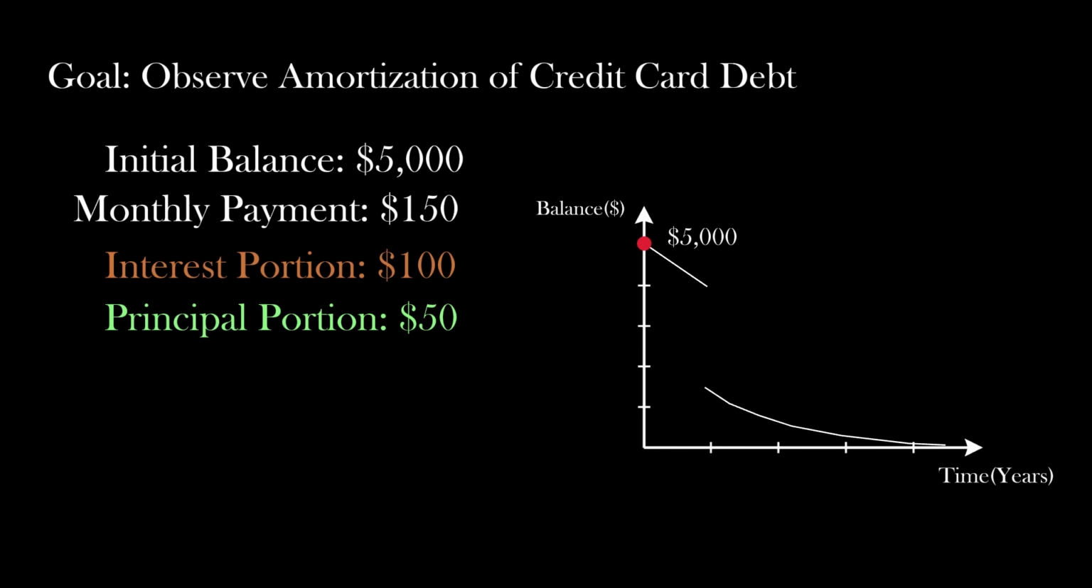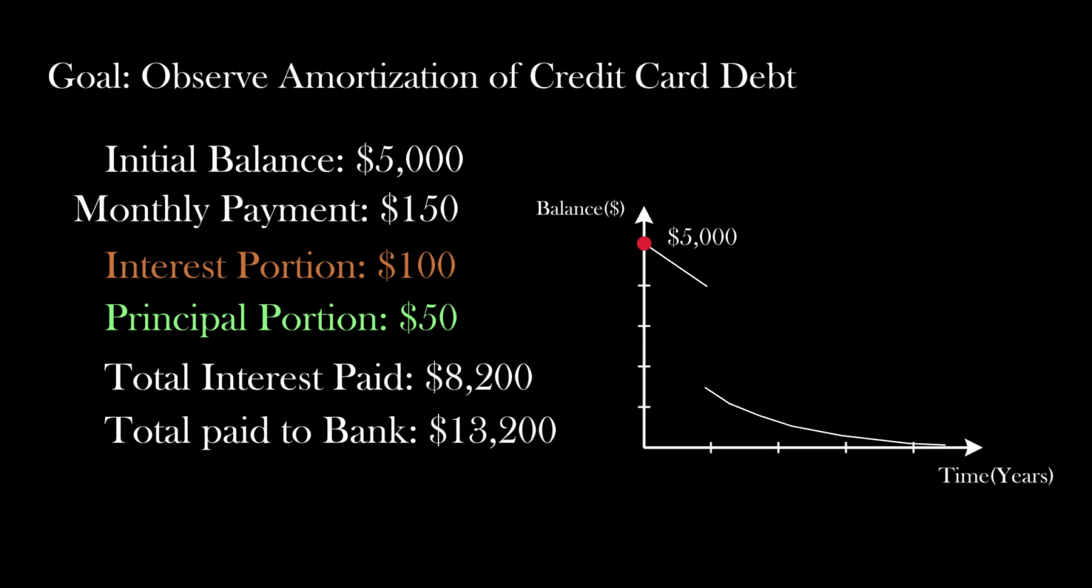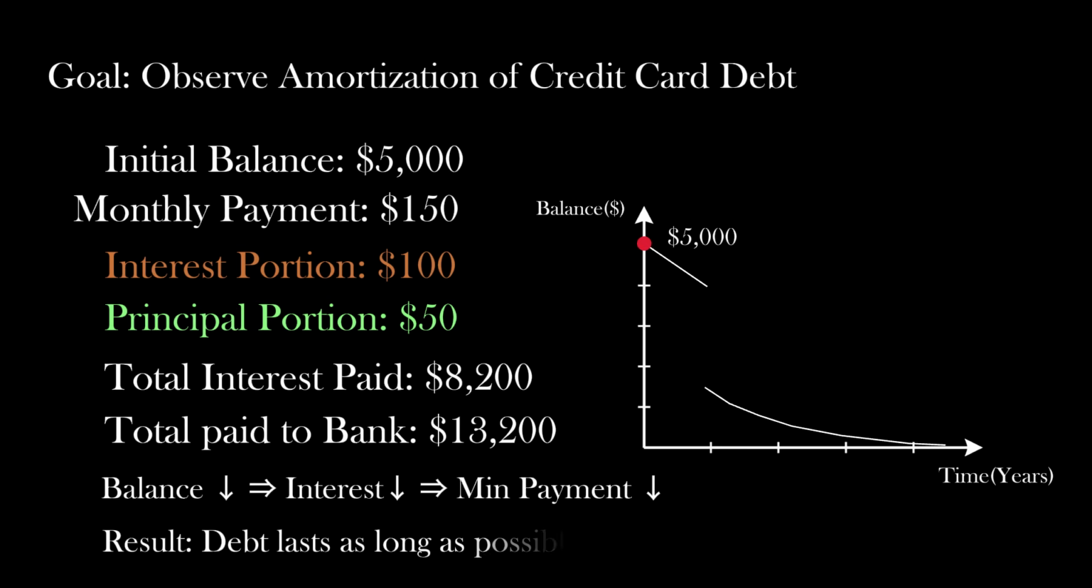By the time you finally pay off that $5,000 debt, you will have paid over $8,000 in interest alone. You've effectively paid for your purchases more than 2.5 times over. This is because interest is charged on the remaining balance every single month. As the balance drops, the interest drops, which in turn makes your minimum payment drop. This mathematical relationship ensures the debt lasts as long as possible.